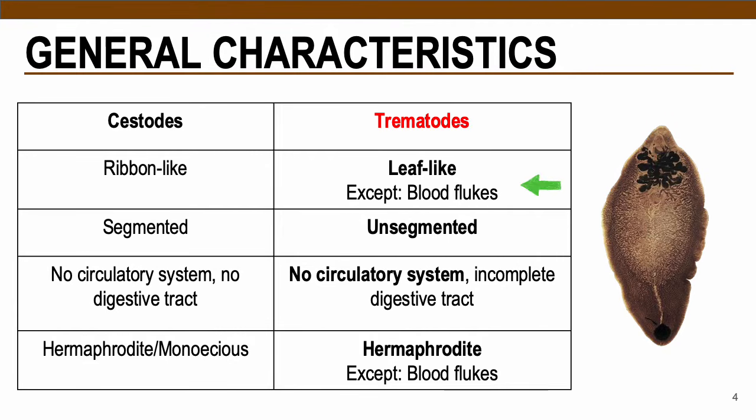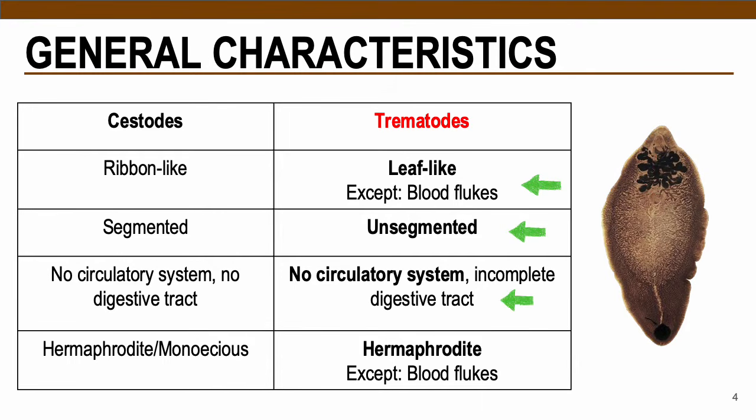The first one, your flukes or trematodes are leaf-like, just like here in this picture. The exception would be the schistosomes or blood flukes, which are cylindrical. Next one, compared to your cestodes, your trematodes are unsegmented. So there is no presence of segments, just like your gravid, mature, and immature segments. For trematodes, the esophagus, intestines, and other organs are compiled into one single body of the worm.